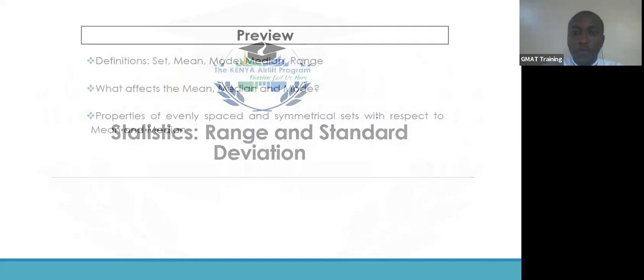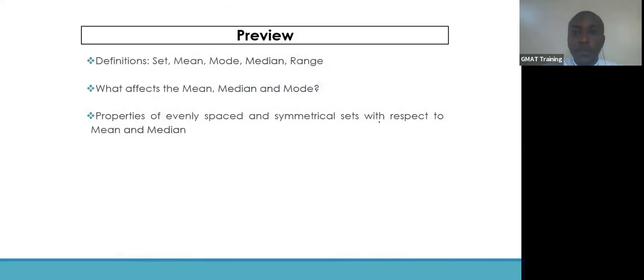From our previous videos, the first part and the second part specifically, we defined what the set, mean, mode, median, and range were. We also talked about what affects the mean, the median, and the mode. We also did other properties of evenly spaced sets and symmetrical sets with respect to the mean and the median.